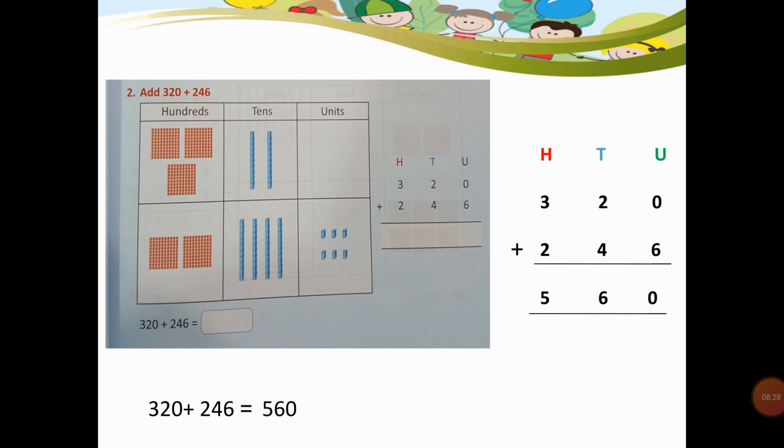Then in the same way in hundreds column, we will add 3 hundreds and 2 hundreds. The answer will be 5 hundreds. So students, the answer which we have got after adding 320 with 246 is 560. Students, you also have to fill in this answer in the small box that is given here.